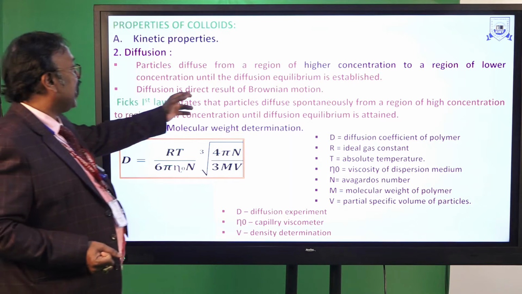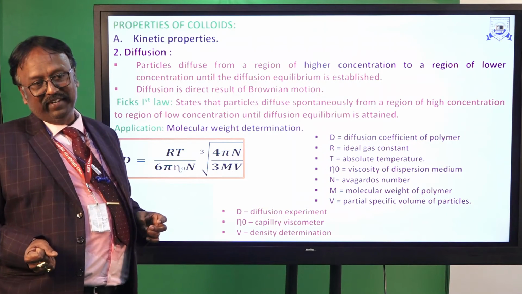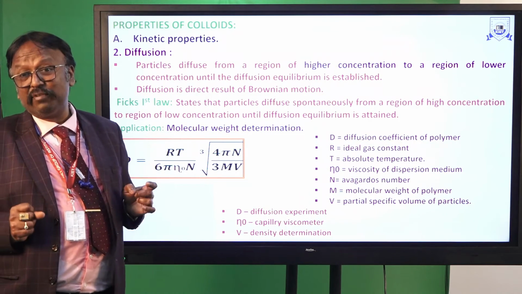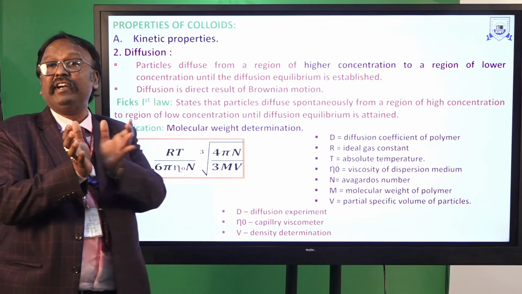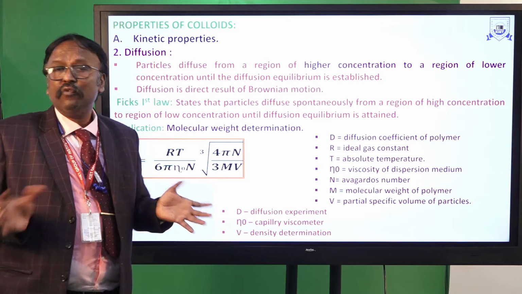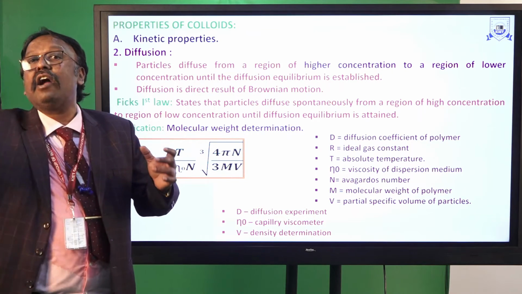Diffusion is a direct result of Brownian movement. How does diffusion take place? Diffusion is nothing but Brownian movement, the movement of these particles. Without Brownian movement, the particles cannot move.